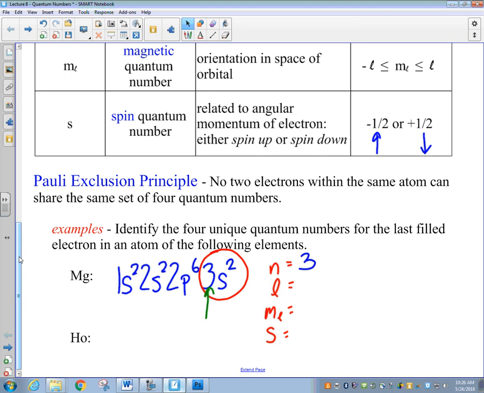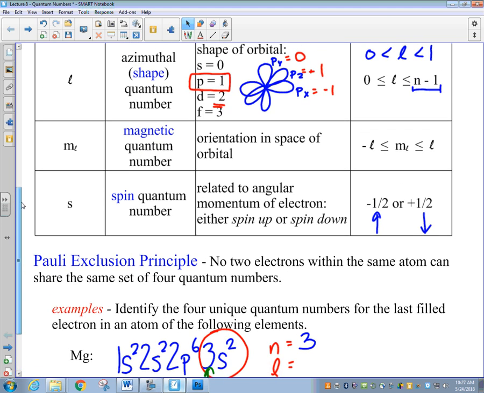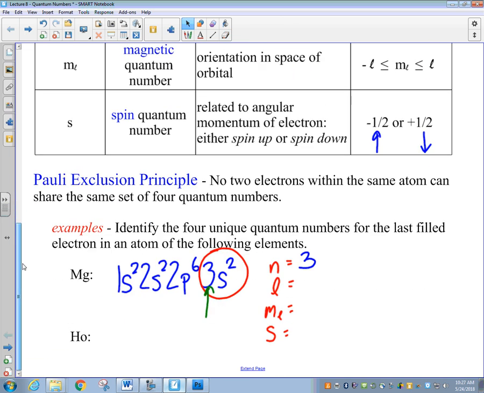L, the shape quantum number for that s orbital, is given as a value of 0 off of our chart up here. So a shape quantum number of 0 implies we now have an s orbital for that highest energy electron.